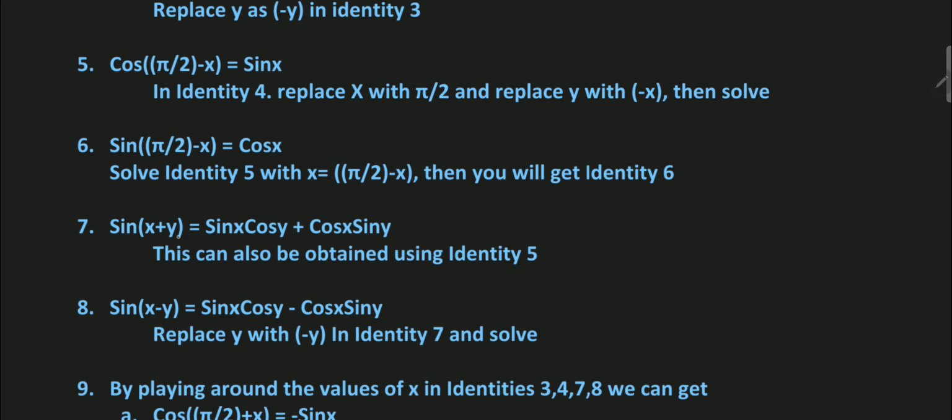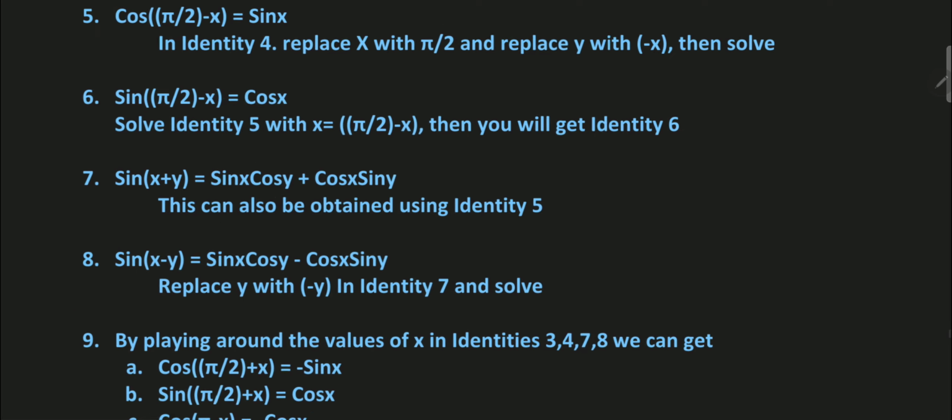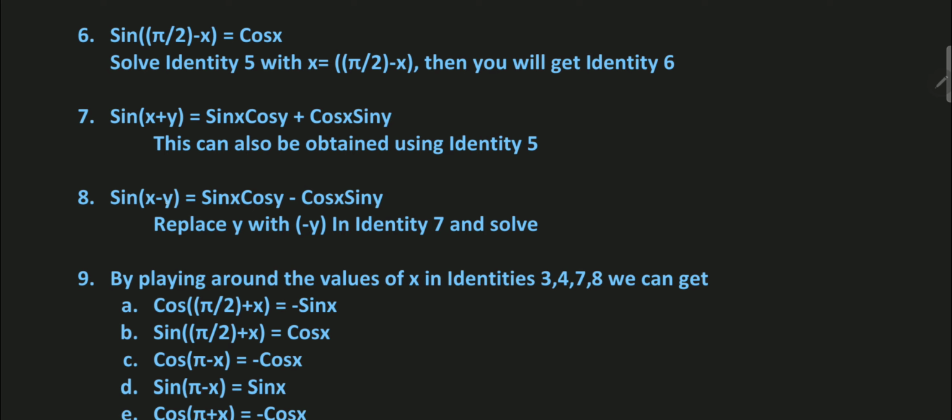Similarly, sine of x plus y equals sin x cos y plus cos x sin y. This can also be obtained using identity 5. And the sine of x minus y is basically one and the same, only the sign of y has changed. Just replace y by minus y here and you are going to get this.